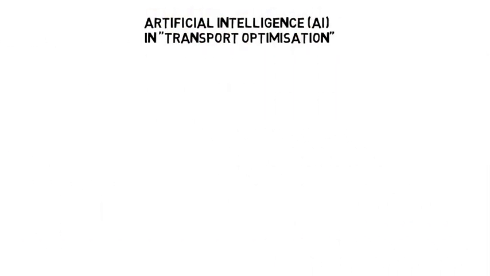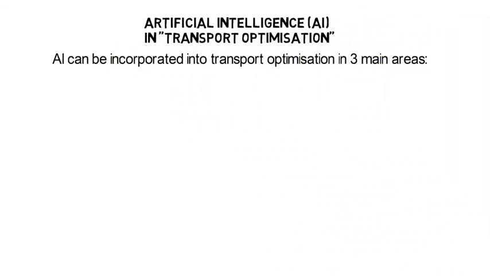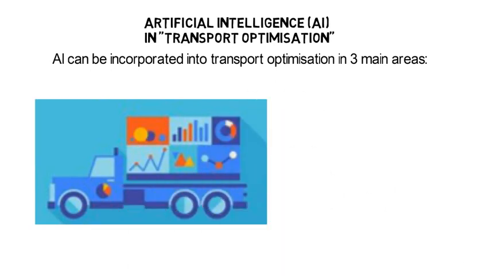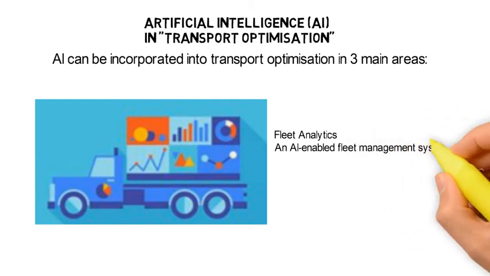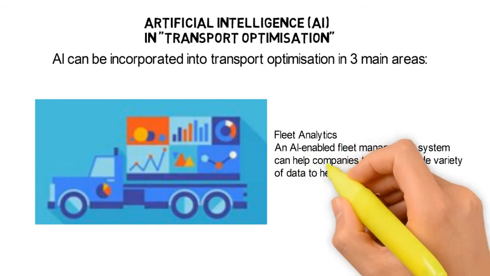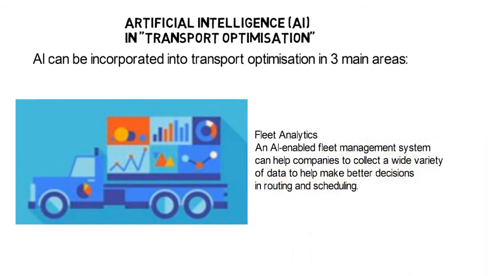AI can be incorporated into transport optimization in three main areas. Firstly, an AI-enabled fleet management system can help companies collect a wide variety of data, including traffic and road conditions, weather conditions, environmental hazards on routes, and the system then analyzes the data to help fleet owners make better decisions in routing and scheduling that will in turn improve their operational results.